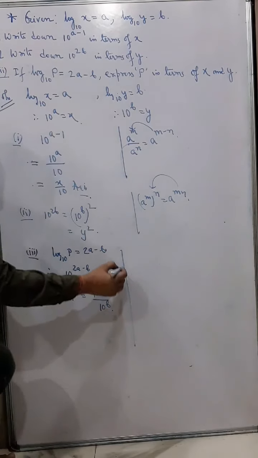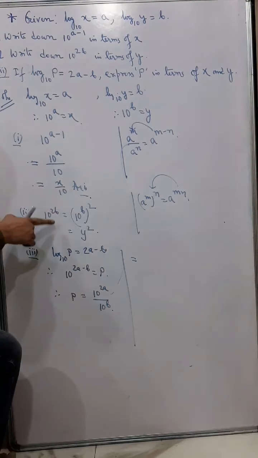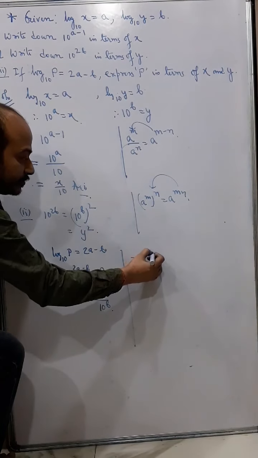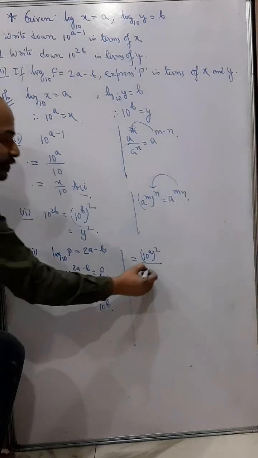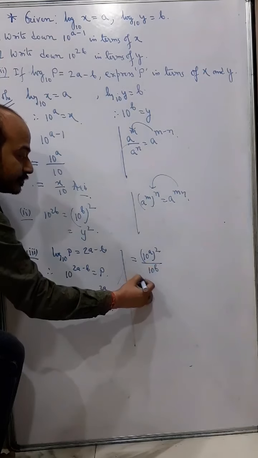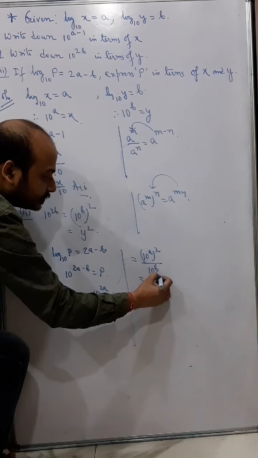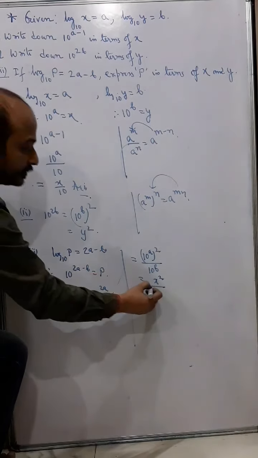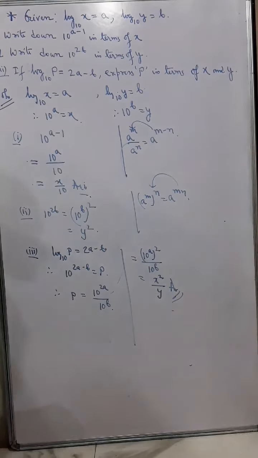Now again, 10 to the power 2a, as we have done in the previous case, we can write 10 to the power 2a as 10 to the power a whole square, and then divided by 10 to the power b. 10 to the power a whole square means it is x square, and 10 to the power b means y. So finally x square by y is the answer for number 3. Understand?